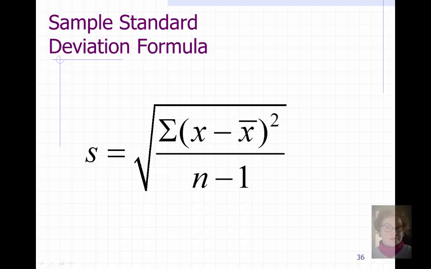Now, one of the things that happens is we talk about these measures of variation, and one of the measures of variation is variance. Variance is simply the square of the standard deviation. So variance is going to be s squared, and then we just would not take the square root of that. We do not use variance very often because it's very hard to interpret. The standard deviation is much easier to interpret.